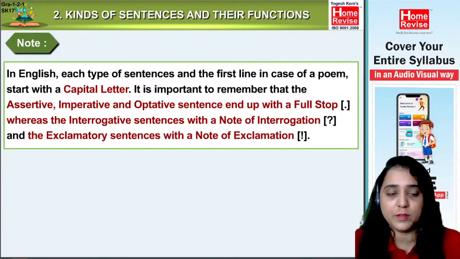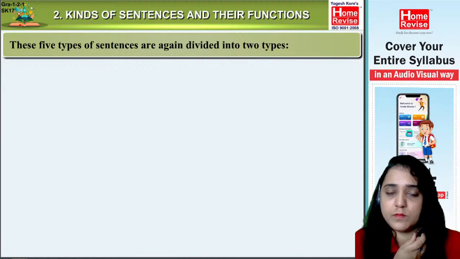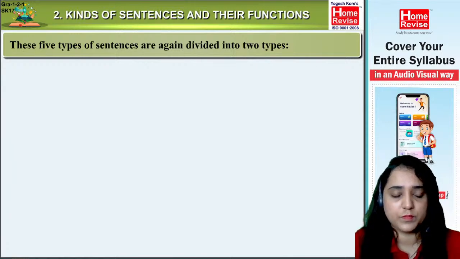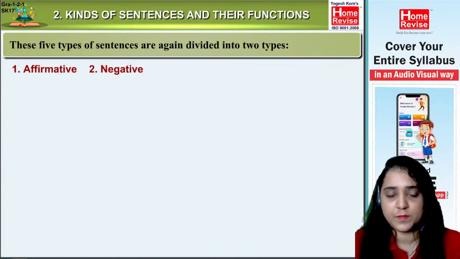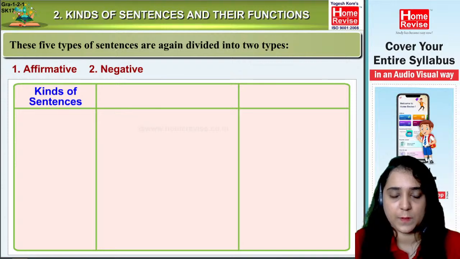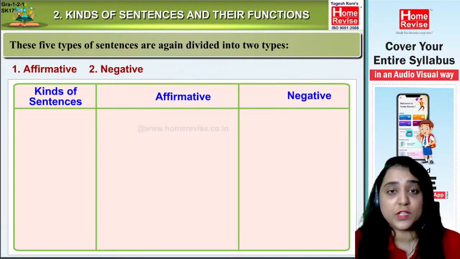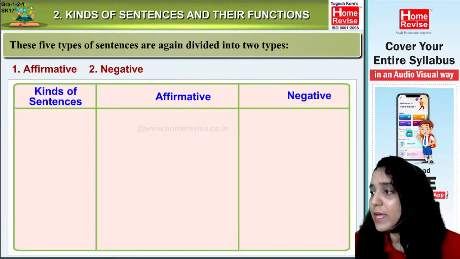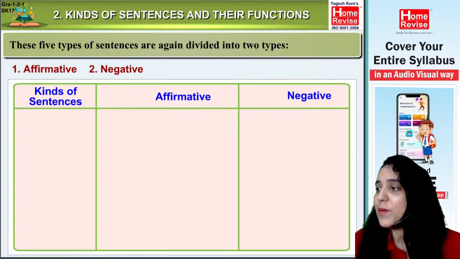Okay, moving further. These 5 types of sentences are again divided into 2 types. 1. Affirmative. 2. Negative. So let's now see kinds of sentences, affirmative and negative. Now these kinds of sentences are further divided into affirmative and negative. Can anybody tell me what is affirmative?